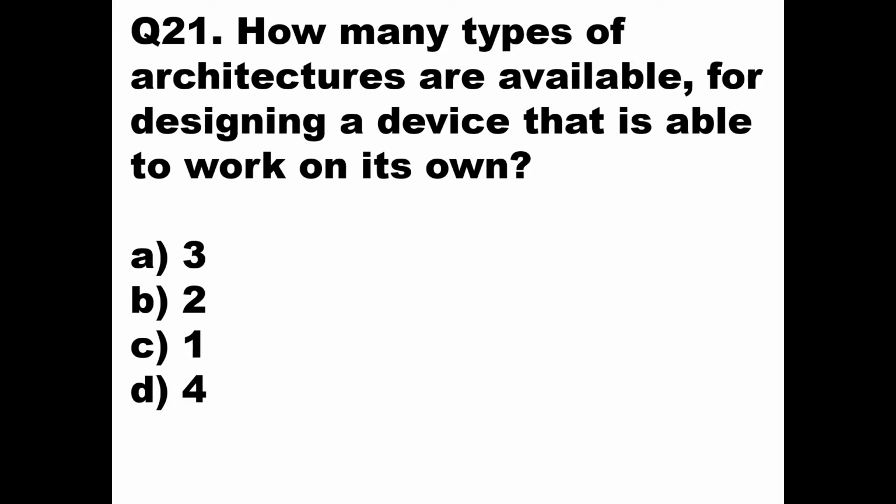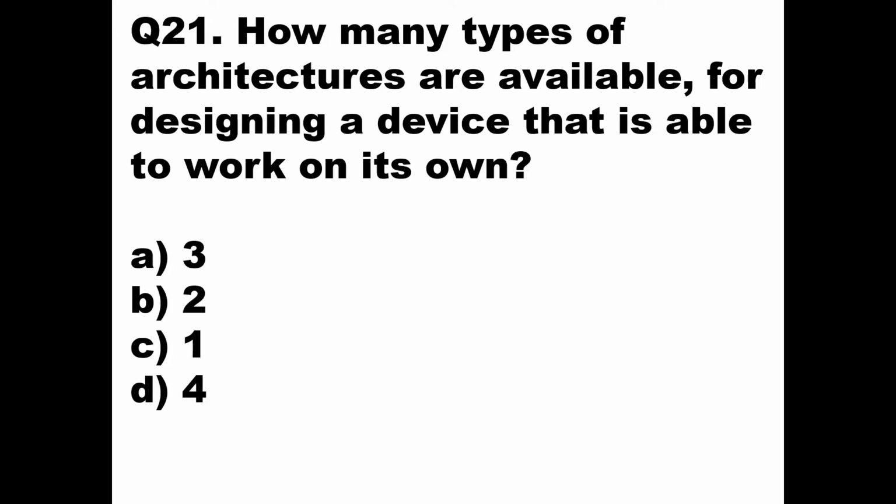This question asks how many types of architectures are available for designing a device that is able to work on its own. Basically there are two types of architecture. One is called von Neumann architecture and the other is called Harvard architecture. The basic difference between them is von Neumann will have a common memory for program and data, whereas Harvard will have a separate memory for program and data.